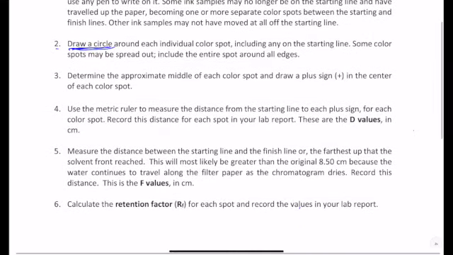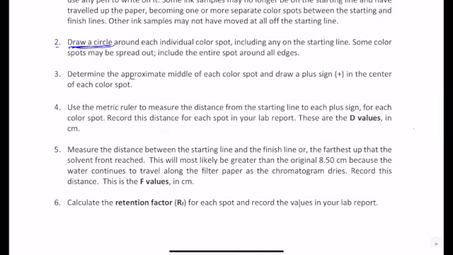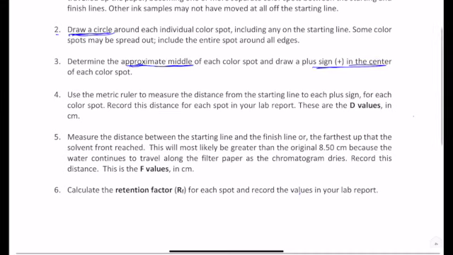Then in that circle, you're going to decide the approximate middle of the circle, okay? And put a plus sign in that center, the approximate middle. And again, that's going to be qualitative, what you decide is the middle of the circle that you drew. So the distance you're going to measure, that's called the D value. This is the distance that the spot traveled.